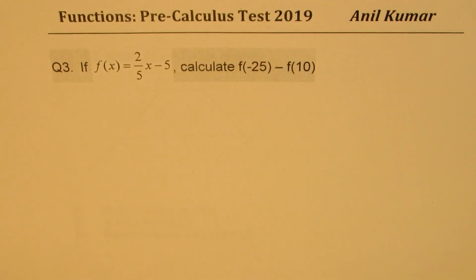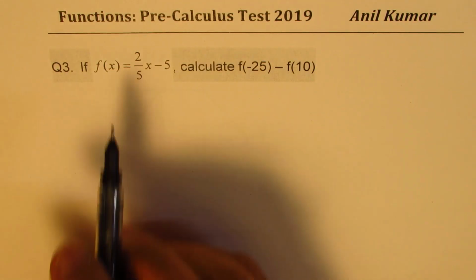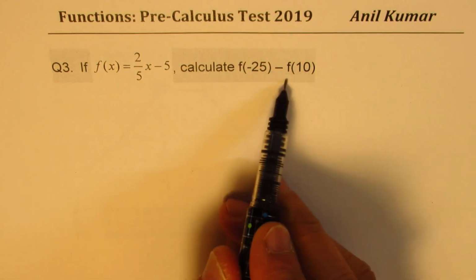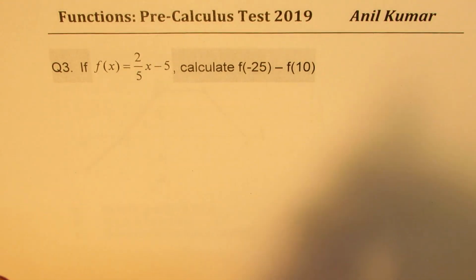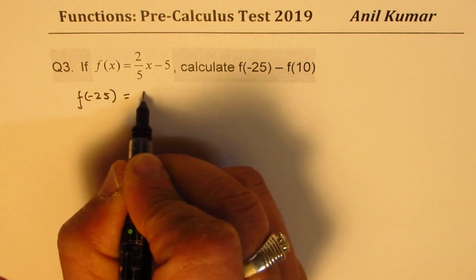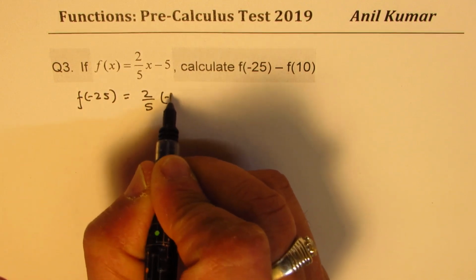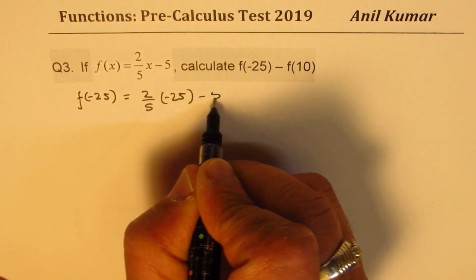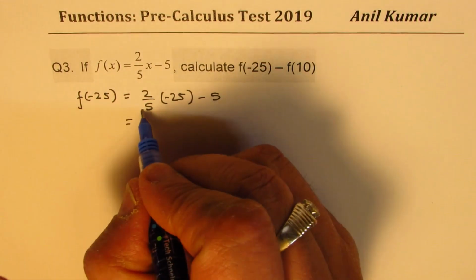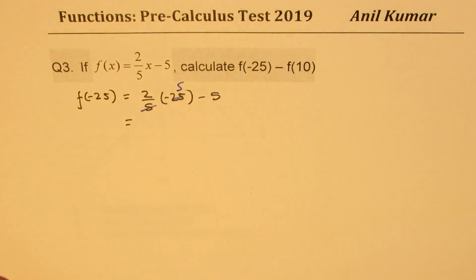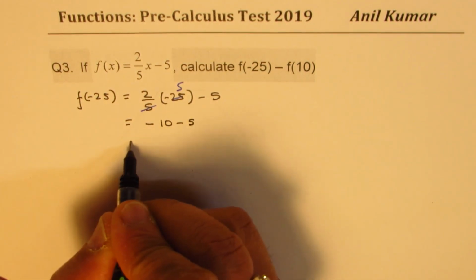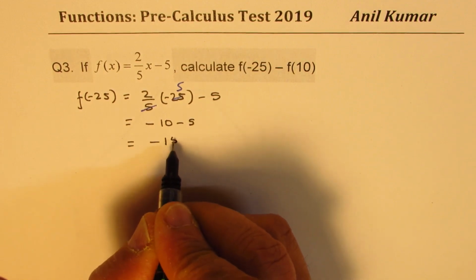Question number 3. If f of x equals 2 over 5x minus 5, calculate these values. So we just substitute these values, right? So let's first find what is f of minus 25 equals to. That is 2 over 5 times minus 25 minus 5. And that is, we can cancel this 5 times, correct? So you get minus 10 minus 5, or it is equal to minus 15.